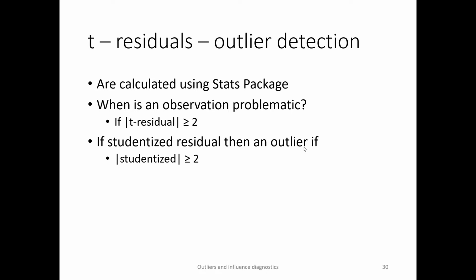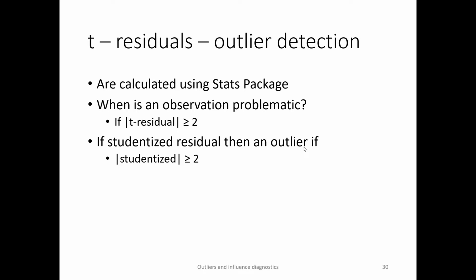Keeping on with our theme of pretty straightforward stuff, we look at the t-residuals. Again, calculated using some sort of stats package. It's not something where you punch a couple of numbers in your calculator and something comes out. It involves a little bit of technology. However, evaluating it, which is what we're all about, is easy. We look for the absolute value of those t-residuals, or their cousin, the studentized residuals. And if the absolute value is greater than or equal to 2, possibly a problem.